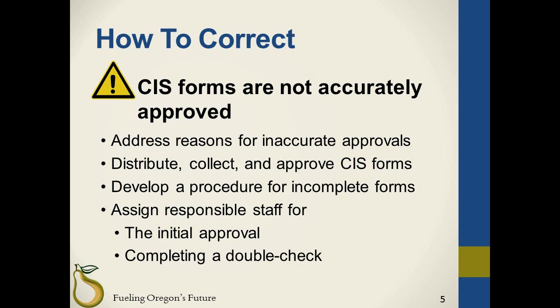To ensure that CIS forms are all accurately approved, develop an approval process with a procedure for handling incomplete forms. Determine how the center will contact participants, parents, or guardians if the form is not completely filled out. Assign staff who will be responsible for making sure that all CIS forms are accurate and complete before they are approved, and assign staff who will be verifying that the CIS forms are accurately approved with a double-check system.